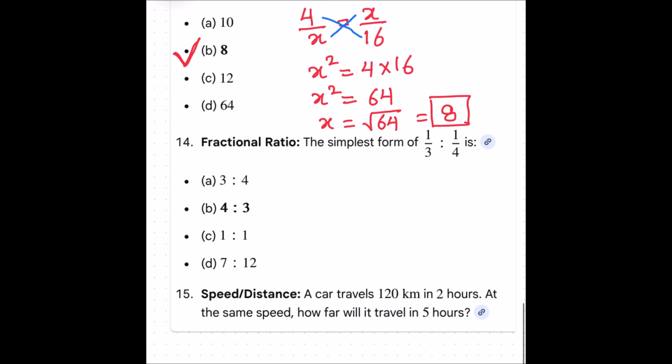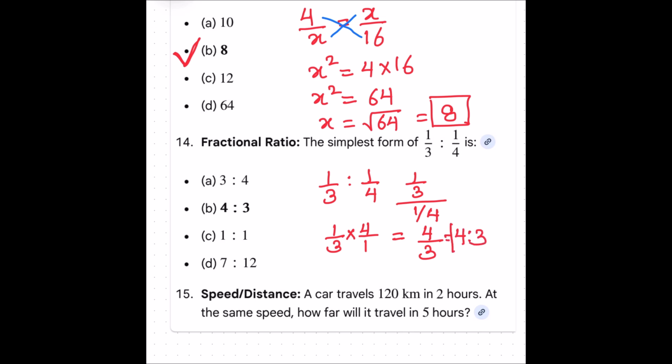Next question is based on fractional ratio. The simplest form of 1 upon 3 is to 1 upon 4 is. That means we need to write it as 1 upon 3 divided by 1 upon 4. When two fractions are divided, the reciprocal of the denominator will be taken. So this will be 1 upon 3 times 4 upon 1, which will be equal to 4 upon 3, which equals 4 is to 3. So option B is the correct answer.